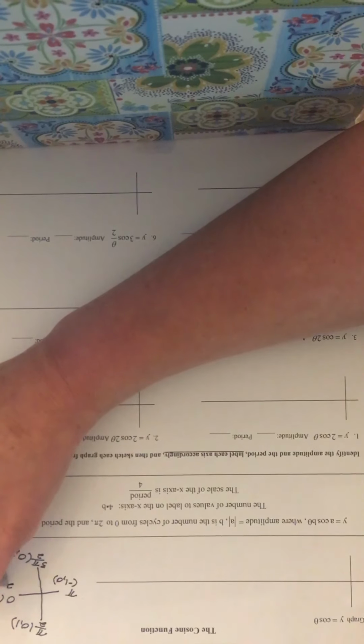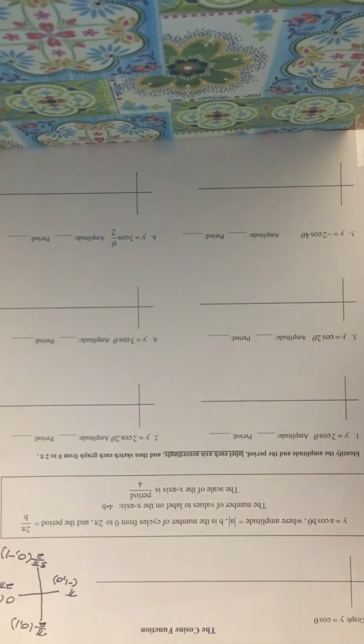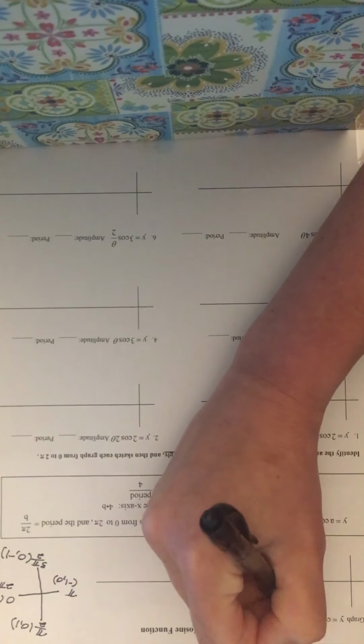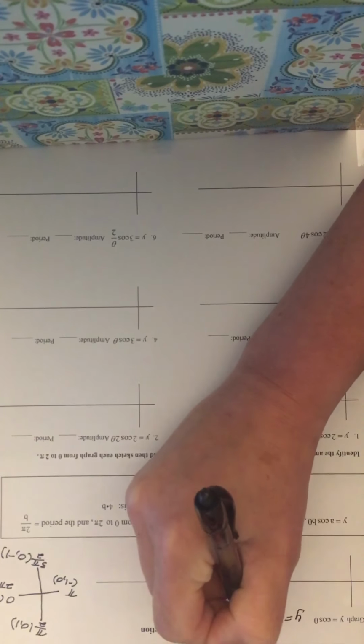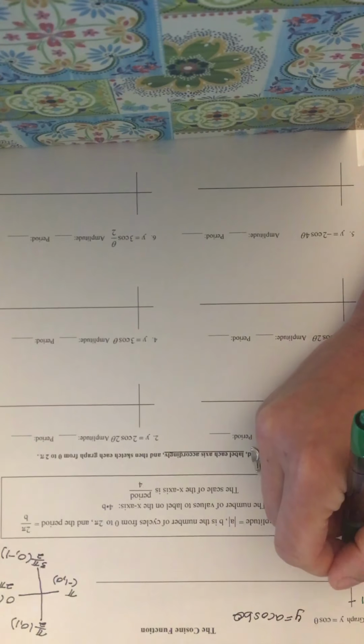And when we come back here to 2 pi radians, all the way around, we're again at the point 1, 0. So cosine is in the form y is equal to a times the cosine of b theta, where a is the amplitude and b tells us the number of cycles. So we're only going to have one cycle here, and our amplitude is 1.